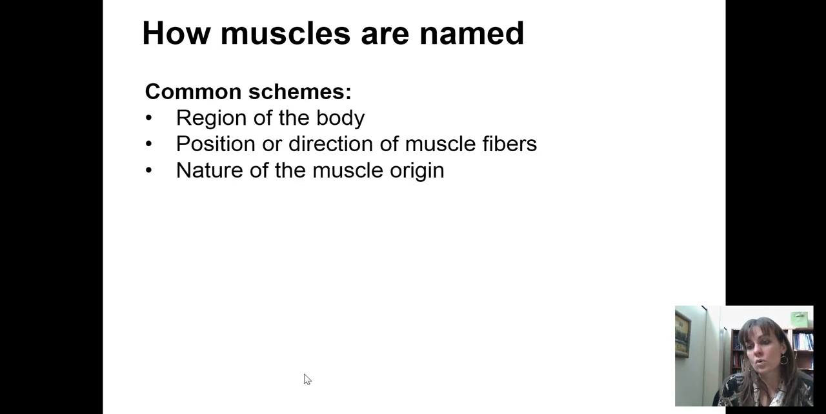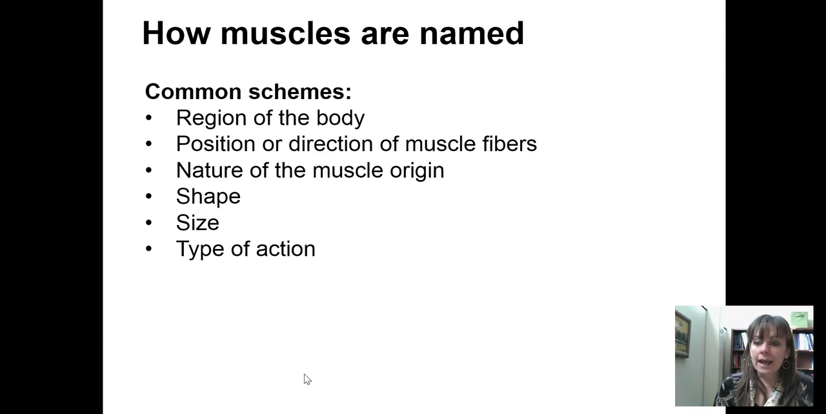Another thing is the nature of the muscle origin. Often that means how many attachment sites does it have. Sometimes you can actually have more than one origin, so you may have 2 attachment sites, 3 attachment sites. The shape. Does it look like a circle, a square, a trapezoid, a rhomboid? The size. Is it large? Is it small? Is it skinny? Is it fat? And the type of action. Is it abducting? Is it adducting? Is it elevating? And then a category I like to call other.